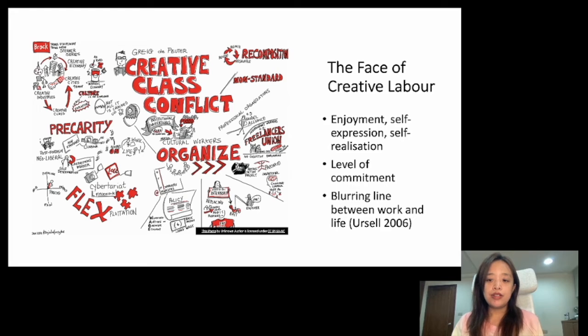Next, Ursell, a scholar, also identified a few things that he considered quite special about creative labor. The first thing is that creative labor usually has a stronger sense of enjoyment, self-expression and self-realization when talking about their work. And they also seem to have a high level of commitment to whatever they do, which can be exemplified by the blurring line between work and life.